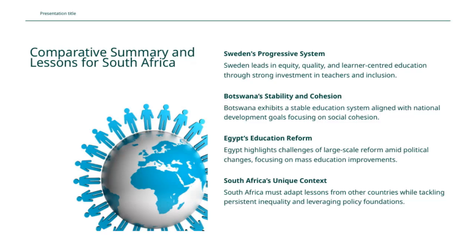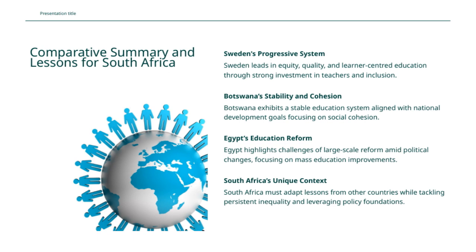So, as we look at these different education systems, we see some clear themes emerging. Sweden stands out for its progressive approach, emphasizing equity, quality, and learner-centered education. They achieve this through strong investment in teachers and making inclusion a top priority. It's a model that shows how focusing on both teacher support and inclusion can drive positive outcomes.